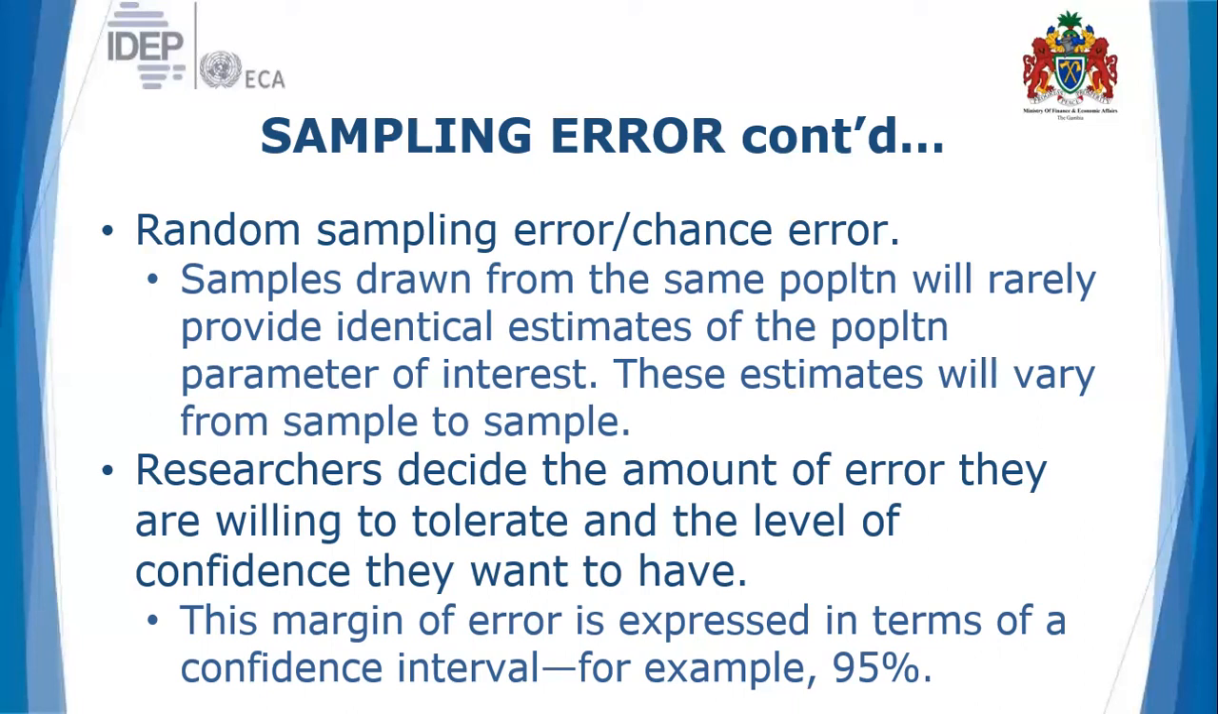Now, researchers decide the amount of error they are willing to tolerate and the level of confidence they want to have. Commonly, this margin of error is expressed in terms of confidence interval. For example, 95% confidence that if other evaluators were to conduct the same research, they would get similar estimates or findings.